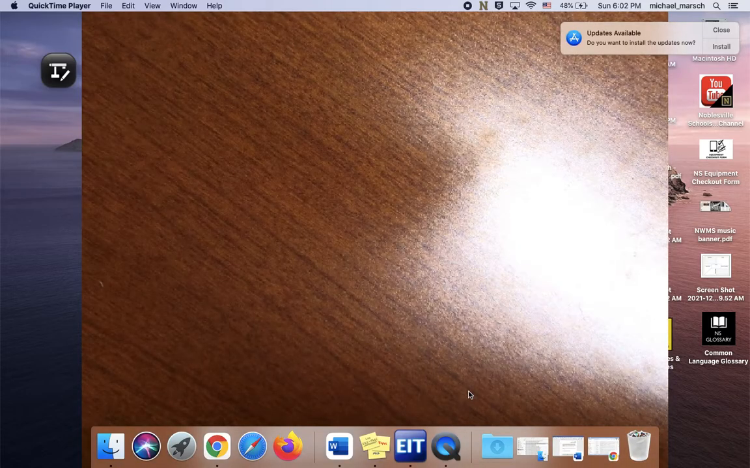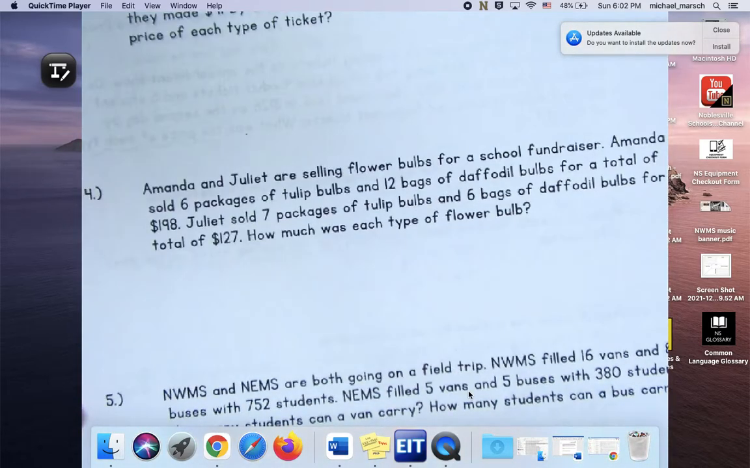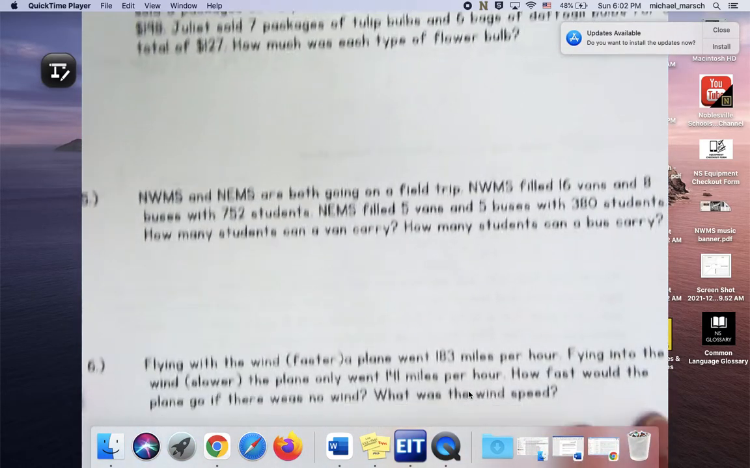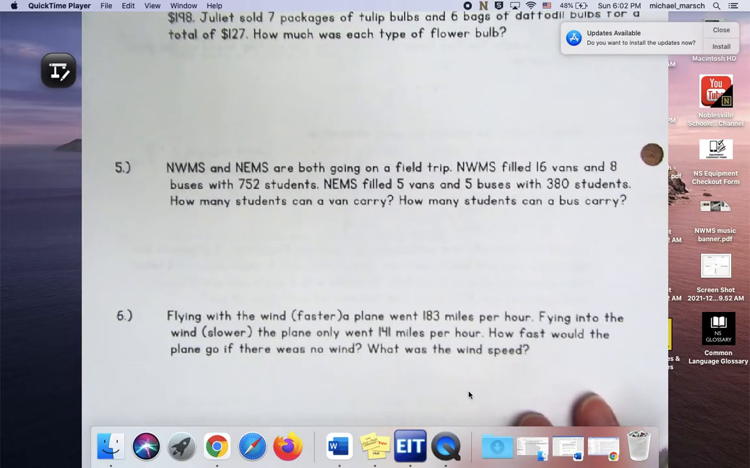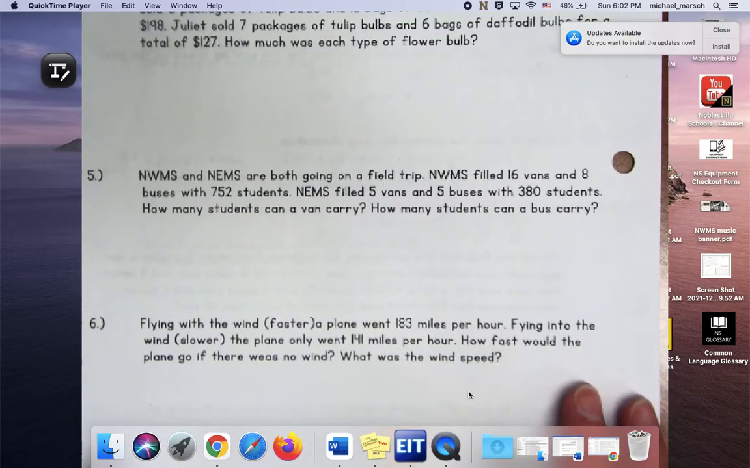Let's see here. Question 3 is similar. Question 4. Oh, question 5 is a little bit different. Okay, so we'll do question 5 together.